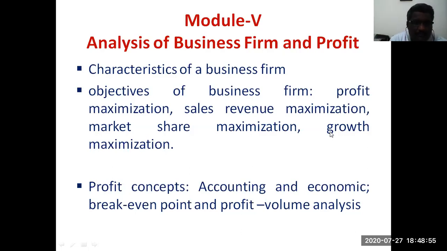And lastly, in module 5, the profit concepts: accounting profit concepts and economic profit concept, and break-even point and profit volume analysis. All these topics are included in module 5. So these are the 5 modules in the semester 1 syllabus.